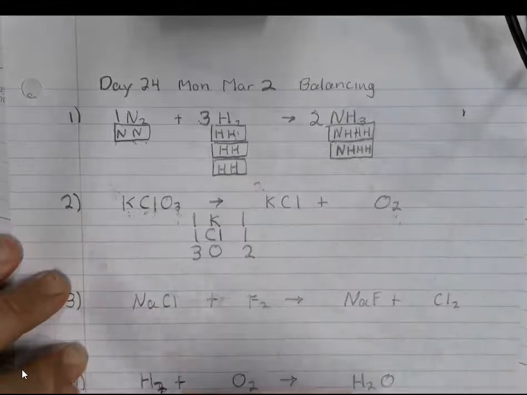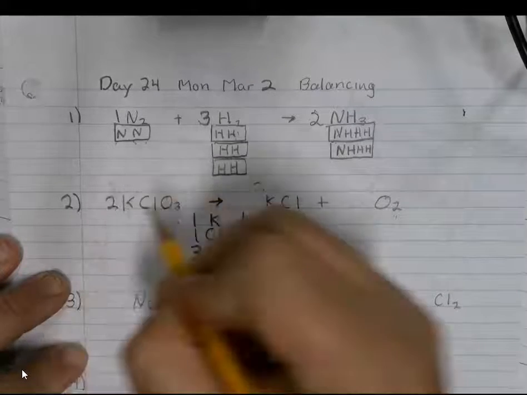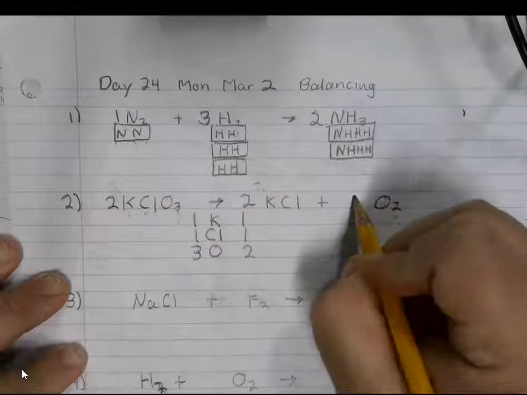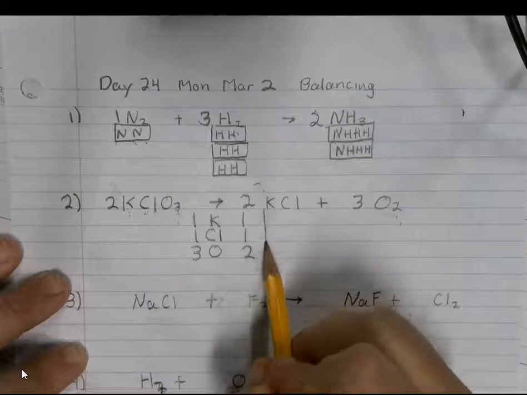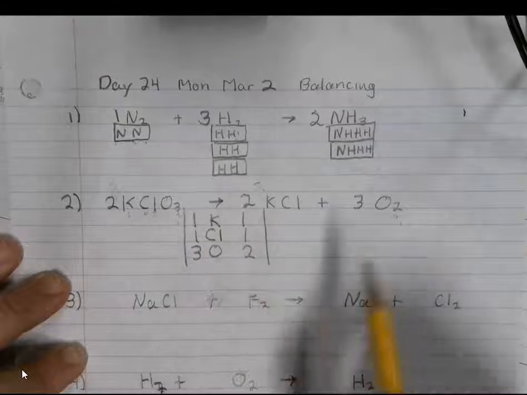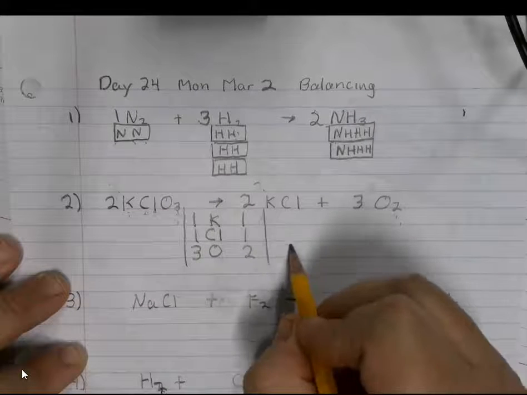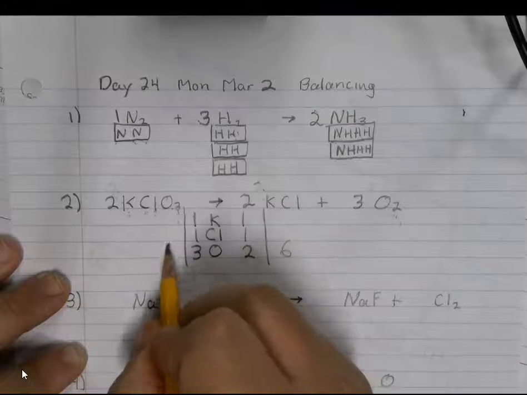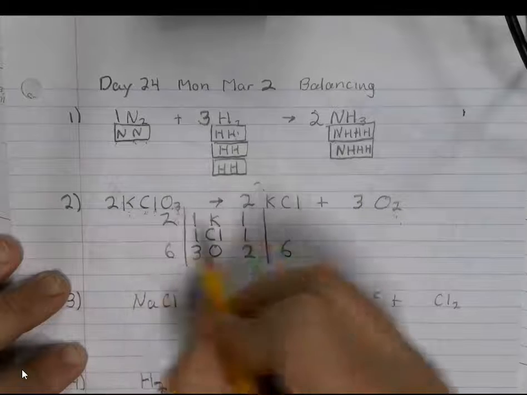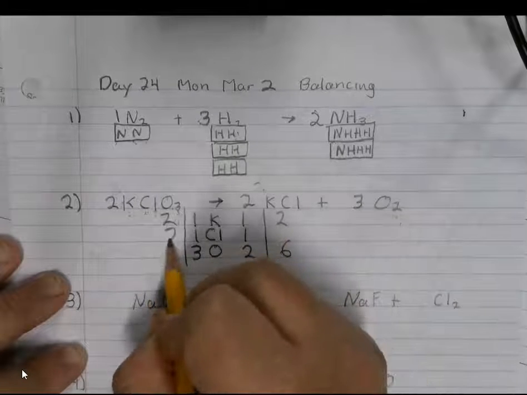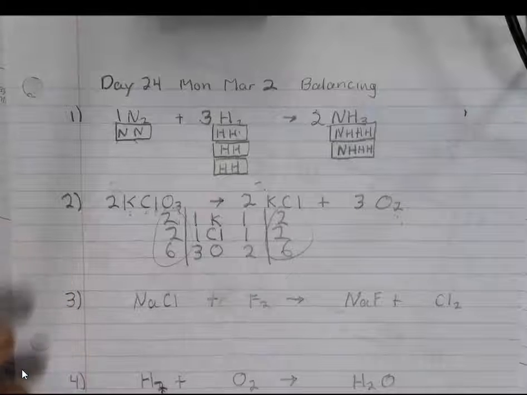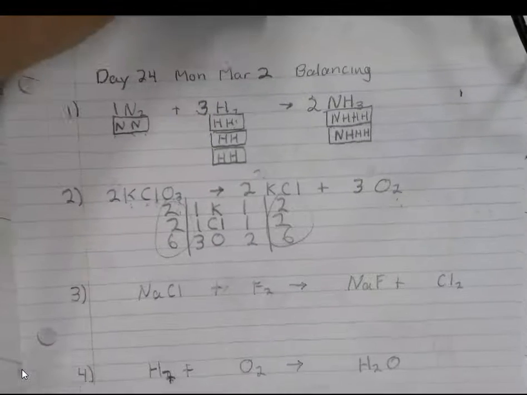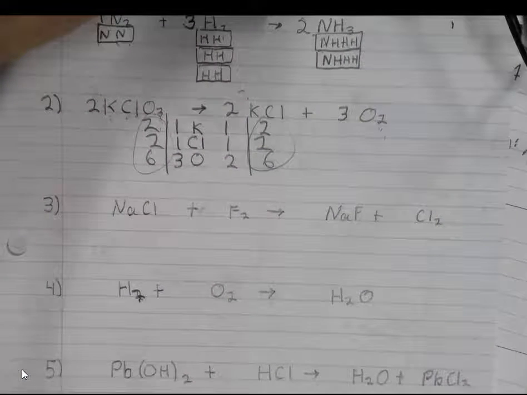So you can go ahead and just erase them and put a 2 and a 2 and a 3, and that's the answer, okay? What I'd like to see you do on a test then is count. So what I said was there's 6 oxygens, over here 6 oxygens, 2 potassiums, 2 potassiums, 2 chlorines, 2 chlorines. So these numbers match up. They're balanced. All right? Okay, let's keep going.